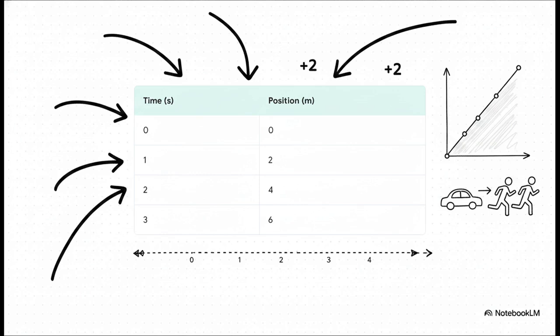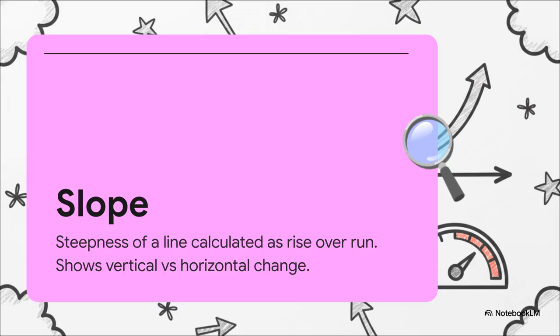This tells us our object is moving at a perfectly steady, constant pace away from its starting point. Now, in math class, you've probably heard of slope. It's the steepness of a line on a graph. Mathematically, it's calculated as the rise over the run. Basically, it tells us how much the line goes up vertically divided by how much it goes across horizontally. A really steep slope means a rapid climb, while a gentle slope means a slow, gradual increase.